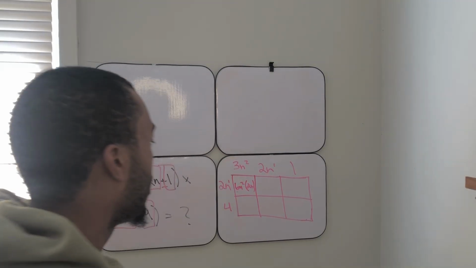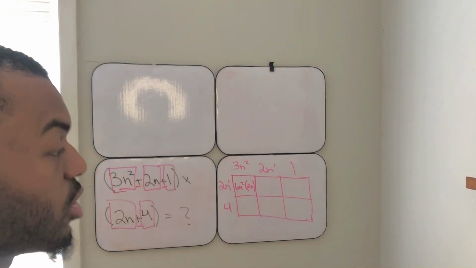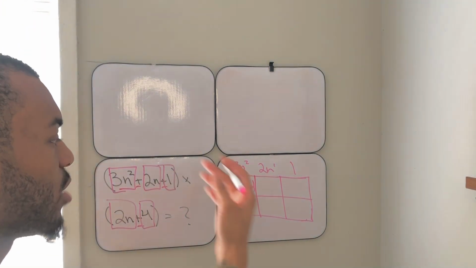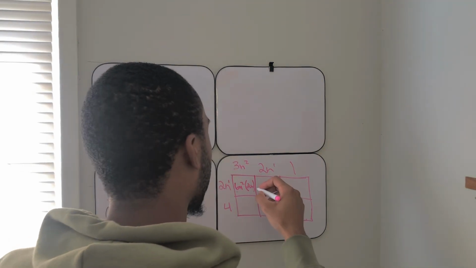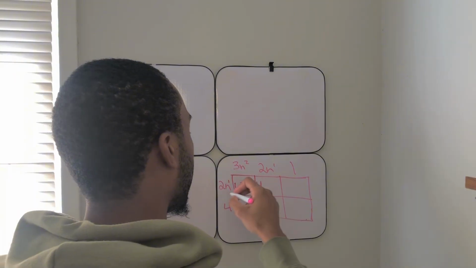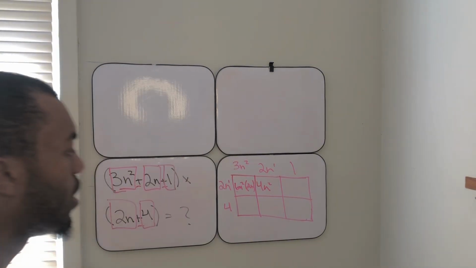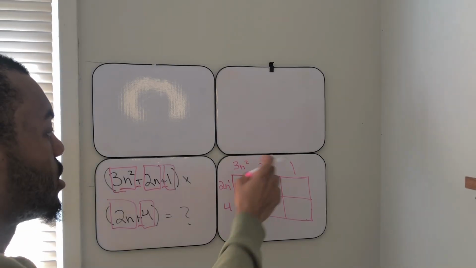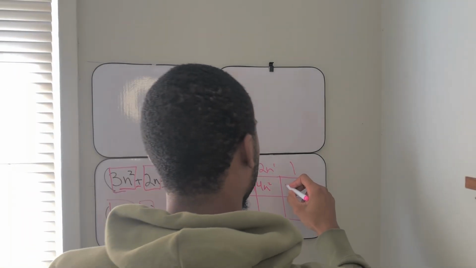But 2n times 2n, these are the exact same terms, so we can combine them and get one single term. The coefficient is going to be 2 times 2, which is 4. And then n to the first times n to the first is n squared. So that's what 2n times 2n is. And then 2n times 1 is just going to be 2n.